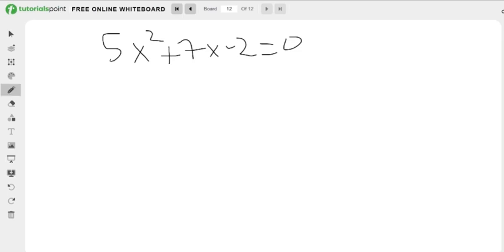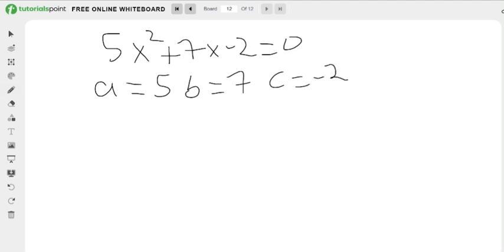So the first step that I've said was always identify your a, b, and c values. So let's do that. Our a value here is 5 because our coefficient with x squared is 5. Our b value is 7. And our c value here is negative 2 because, like I said, the signs matter and you have to take that into consideration. Now let's just plug this straight into the formula.